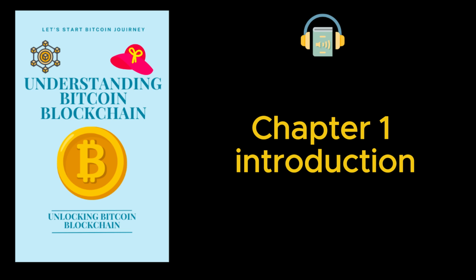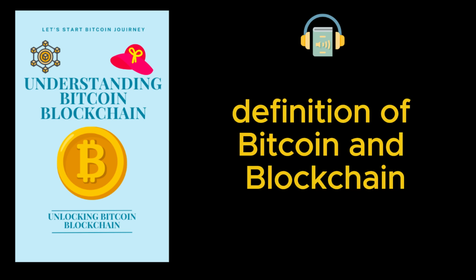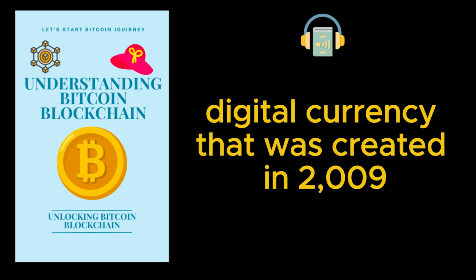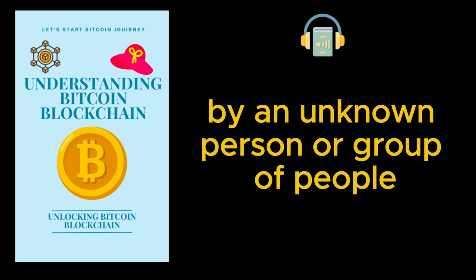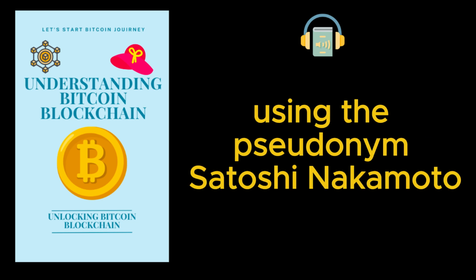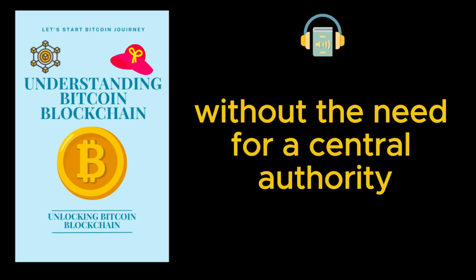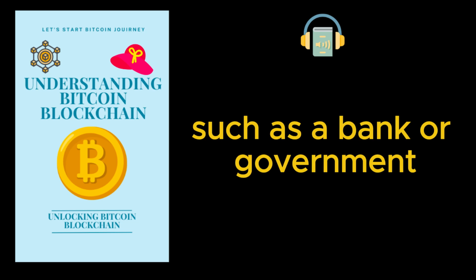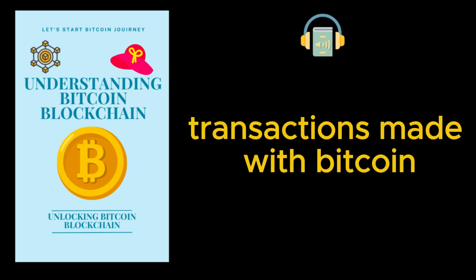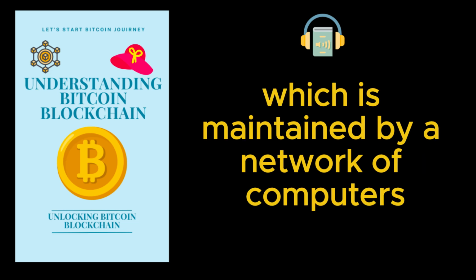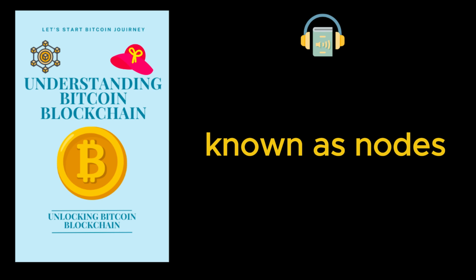Chapter 1. Introduction. Definition of Bitcoin and blockchain. Bitcoin is a decentralized digital currency that was created in 2009 by an unknown person or group of people using the pseudonym Satoshi Nakamoto. It operates on a peer-to-peer network without the need for a central authority, such as a bank or government. Transactions made with Bitcoin are recorded on a public ledger called the blockchain, which is maintained by a network of computers known as nodes.